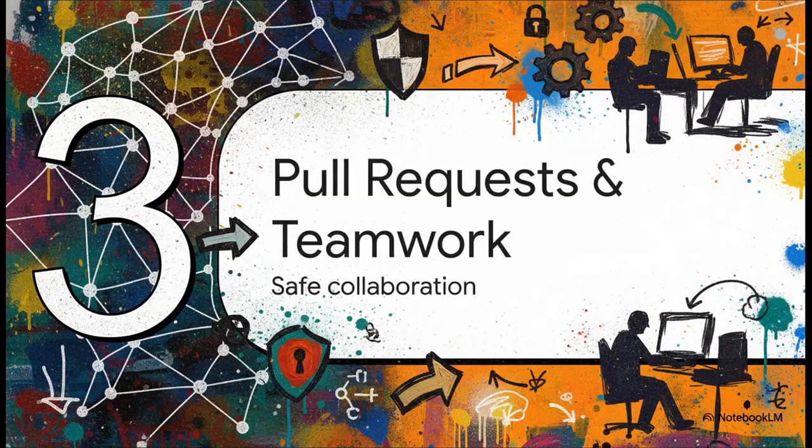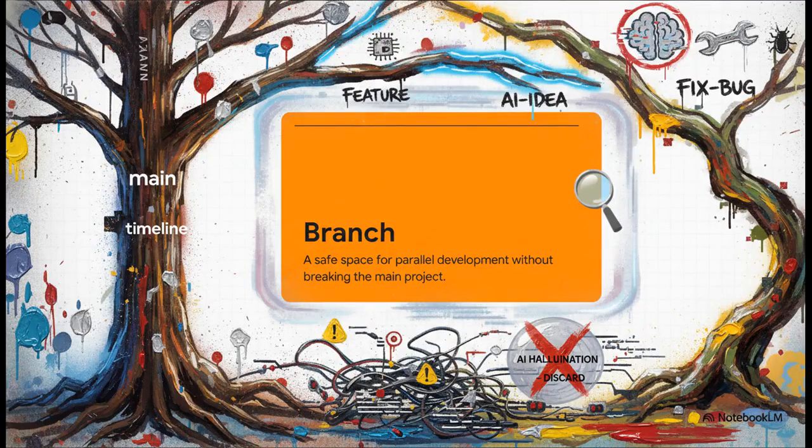Section 3. Pull requests and teamwork. Safe collaboration. Okay, so we've got the solo routine down. Now we need to look at the safety nets for professional teamwork. And the foundational tool here is the branch. A branch is, at its core, a completely safe experimental zone. Just imagine your project's main timeline as a sturdy tree trunk. A branch lets you step away from that main trunk to develop a new feature, maybe test out some wild AI-generated idea, or fix a bug, all without any fear whatsoever of breaking the main working project. It's honestly a psychological safety net just as much as a technical one.